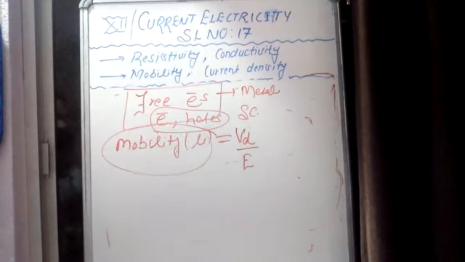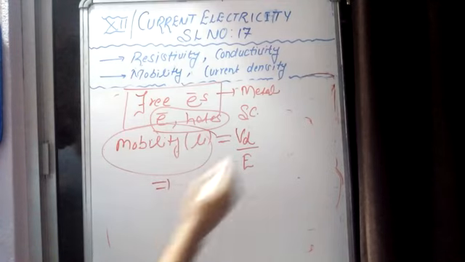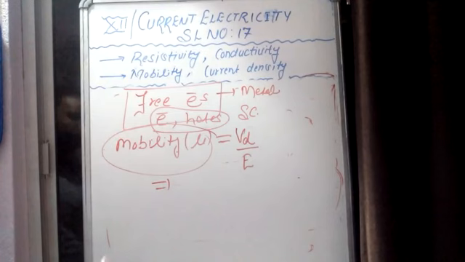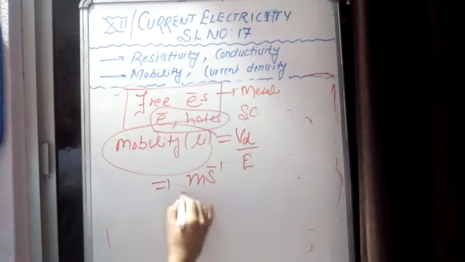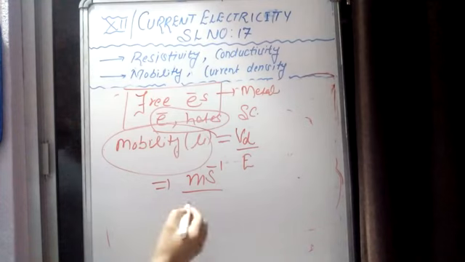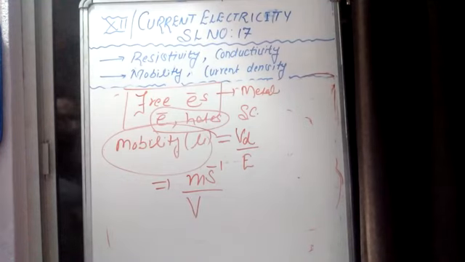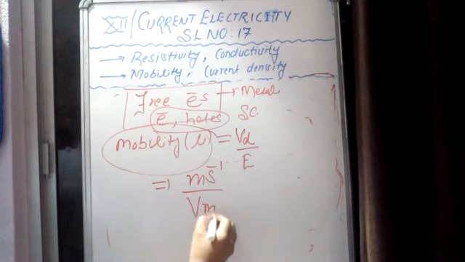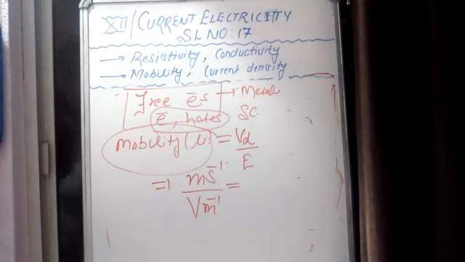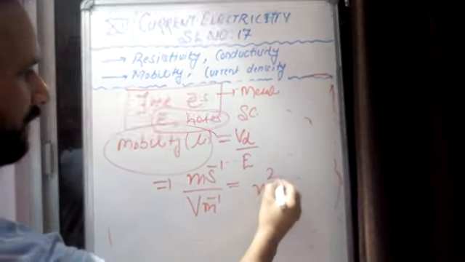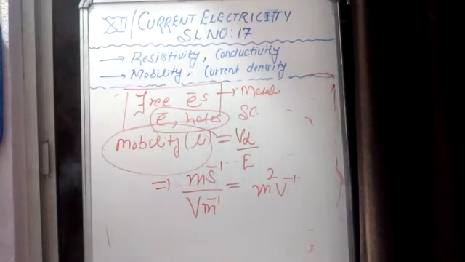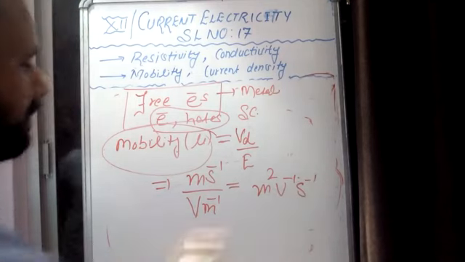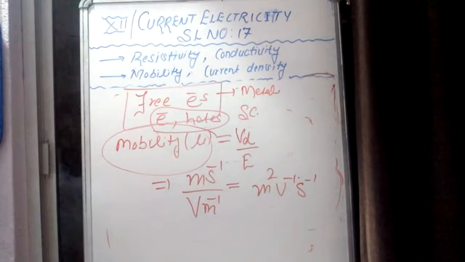Very important. Now, what are the units of mobility? Very simple, we can find out the unit. What are the units of drift velocity? That is meter per second. What are the units of electric field? That is volt per meter. Finally, it becomes meter square per volt second. These are SI units. Sometimes SI units may be asked in the examination.